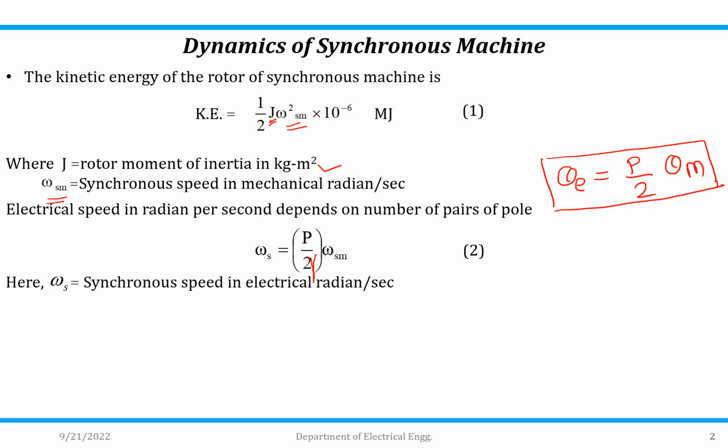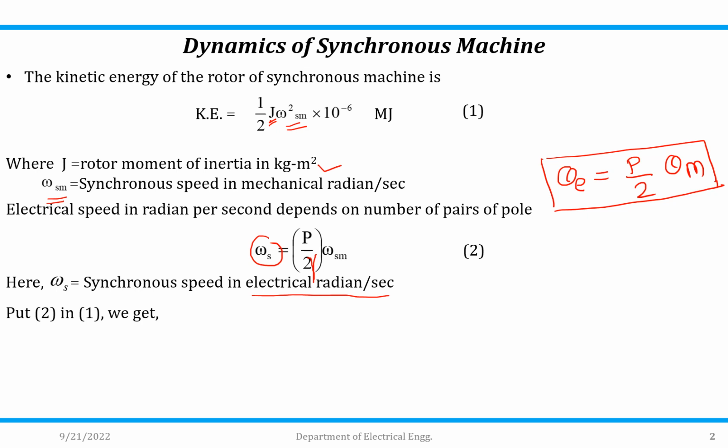Now here, this omega S is again a synchronous speed, but it is in electrical radian per second. Initially, in equation number 1, we have omega Sm square, which is synchronous speed only, but in mechanical rad per second. And here in equation number 2, we got omega S, the same synchronous speed, but represented in electrical radian per second.